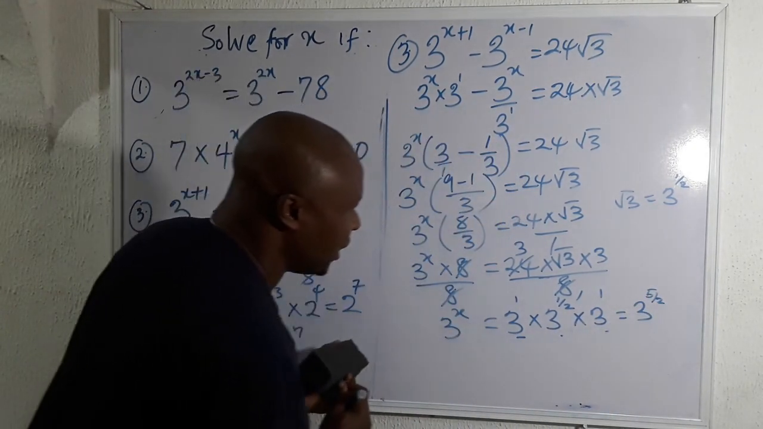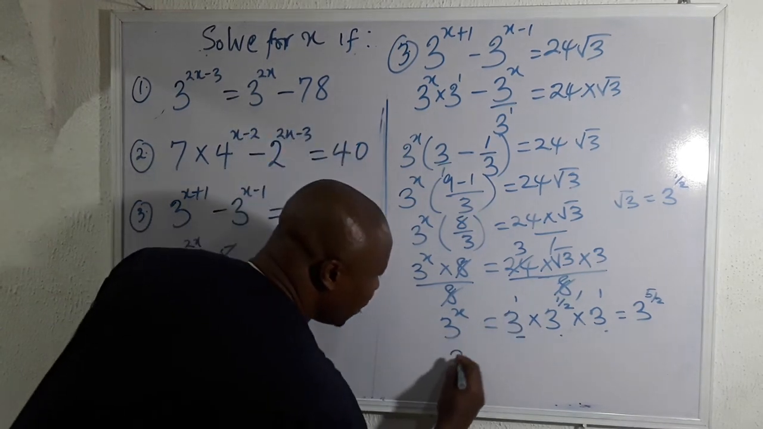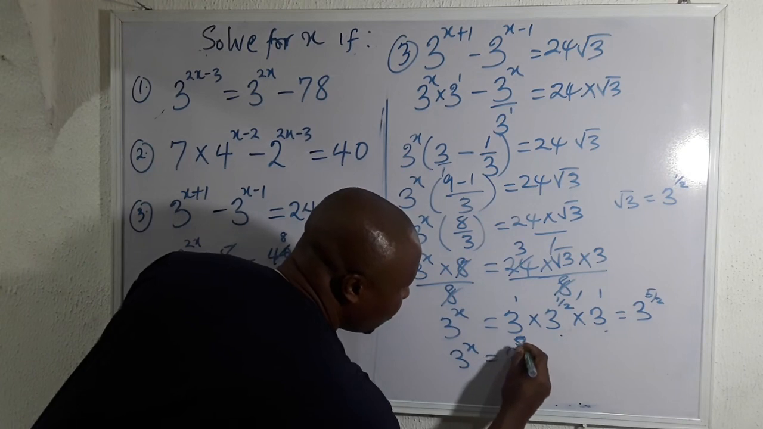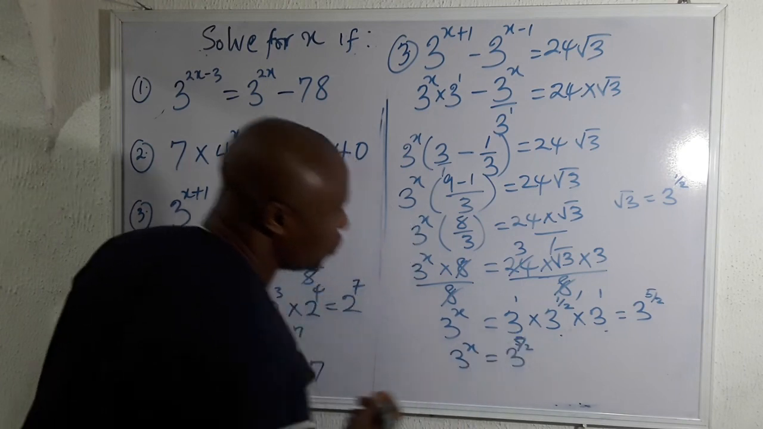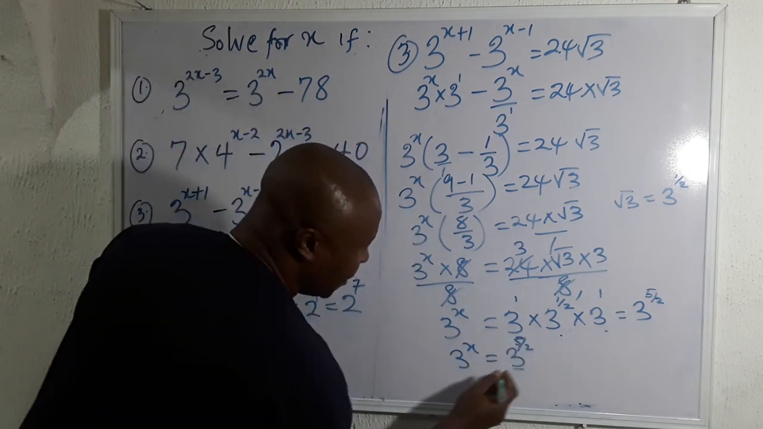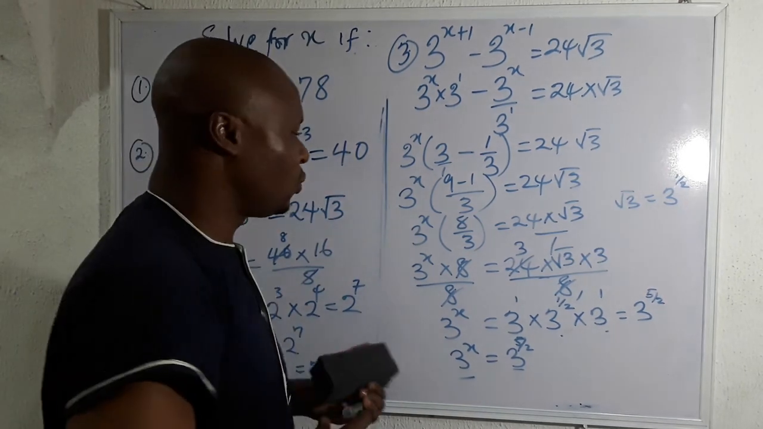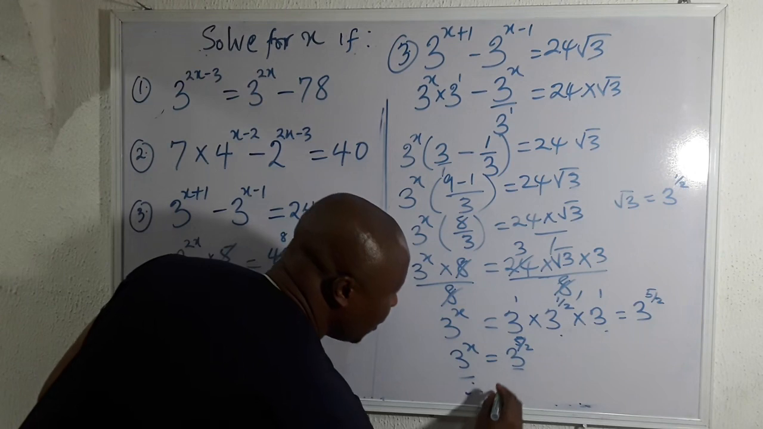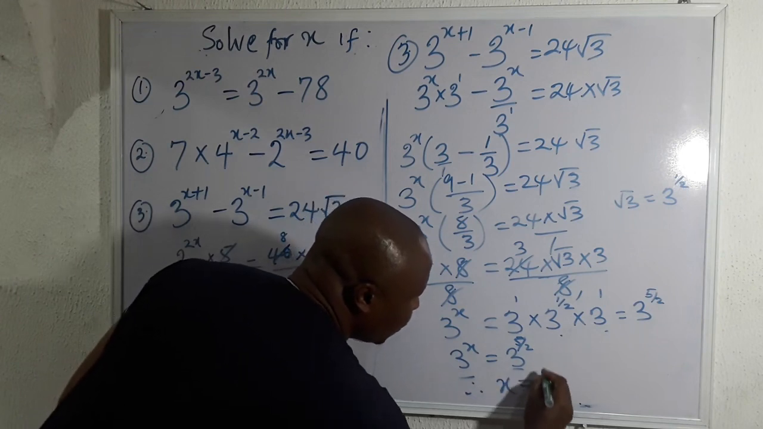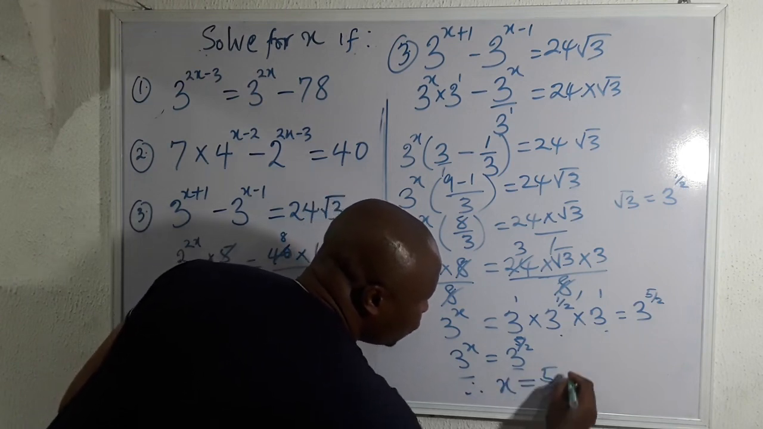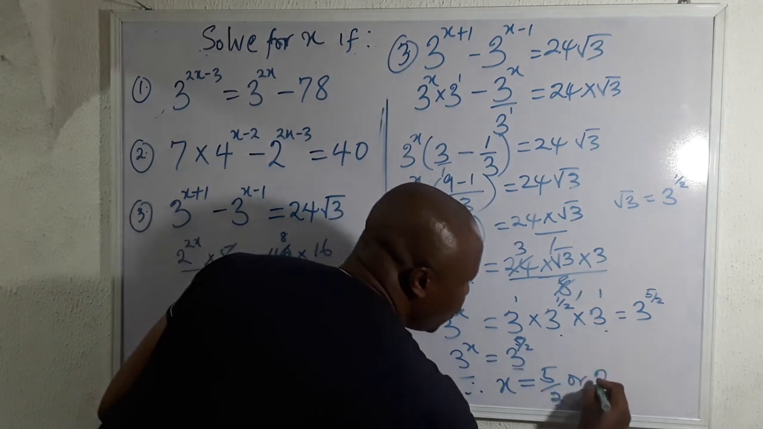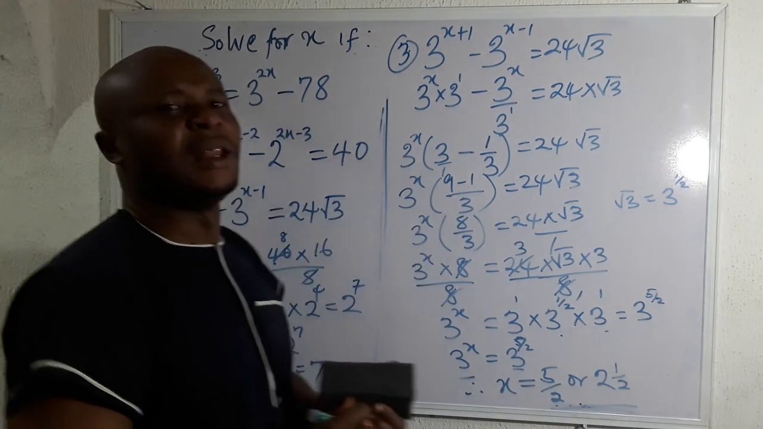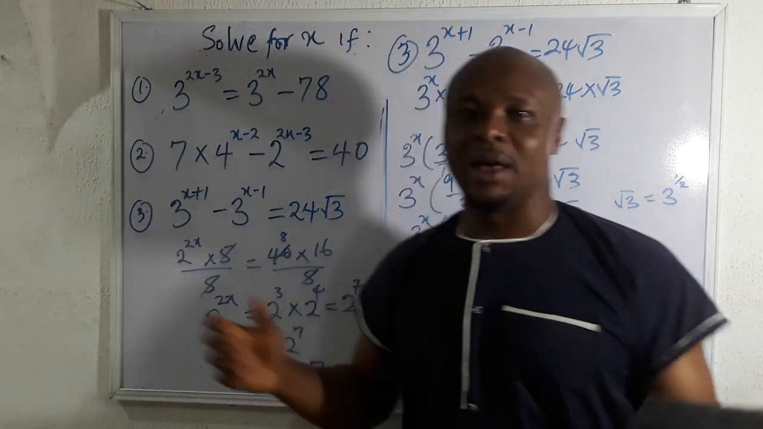So again, what we have here is 3 raised to power x is equal to 3 raised to power 5 over 2. Again, the bases are now the same, so all we need to do is to equate the powers. Therefore, x will be equal to 5 over 2, or you can write this as 2 whole number 1 over 2. So that is the end of the class.